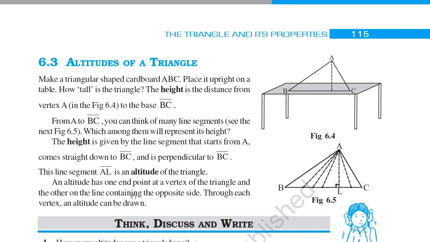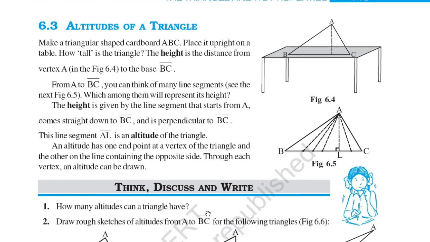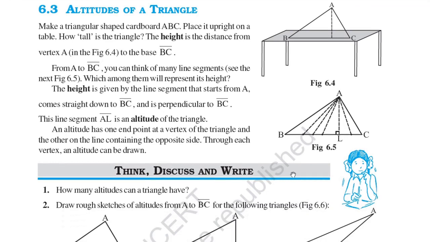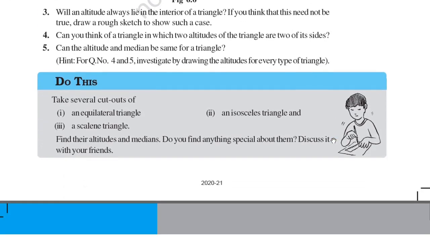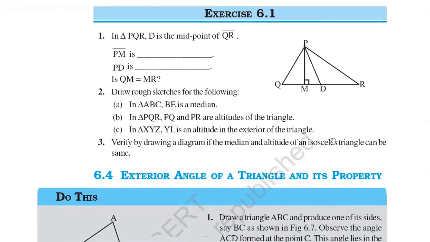An altitude has one endpoint at a vertex of the triangle and the other on the line containing the opposite side. Through each vertex an altitude can be drawn. From B also you can draw it, from C also you can draw it, and from A you have seen AL was the altitude. You can do these exercises, very easy.